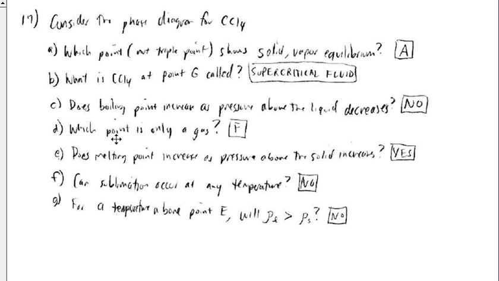They would like to know at which point is it only a gas. That's point F on the diagram in the book. They would like to know does the melting point increase as the pressure above the solid increases? The answer is yes for this. And then can sublimation occur at any temperature? The answer is no. And for a temperature above point E, will the density of the liquid be greater than the density of the solid? And the answer is no, as with most substances that have the same sort of slope, the positive slope of the line that separates the solid from the liquid.